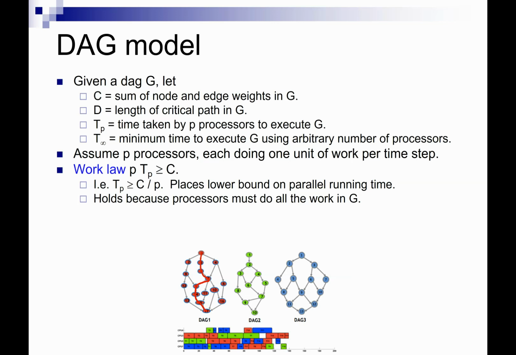The first thing we can say is called the work law. This is saying that P times TP is going to be at least C. Remember that P times TP is the amount of work that these processors are doing in this computation. The processors are going to take TP amount of time to solve the problem, and since you have P processors and they each do 1 unit of work per time step, P times TP is the total amount of work that they've done by time TP.